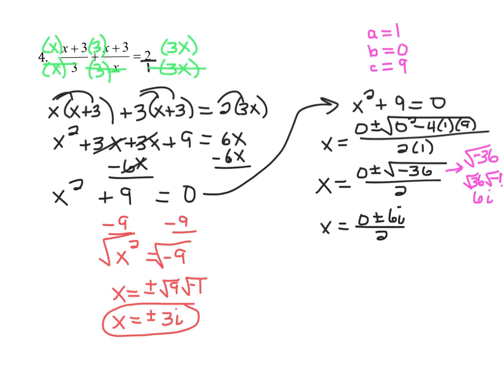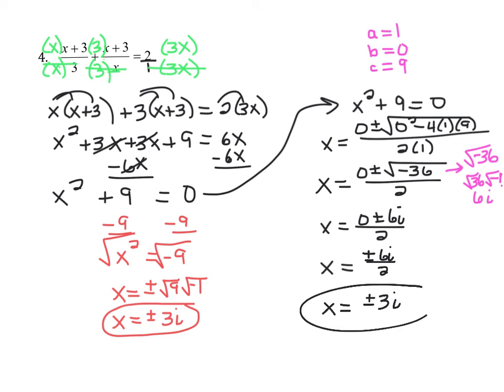So x equals. Now, let's be honest, this 0 we don't need. Isn't 0 plus 6i just 6i? And isn't 0 minus 6i just negative 6i? So really, this 0 we don't need here. So we have a positive and a negative 6i over 2. Since 6 divided by 2 is 3, we can rewrite this as positive and negative 3i. And look at that, we get the same thing as when we solved it without the quadratic formula.